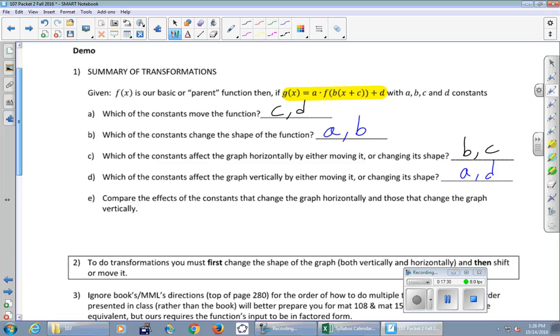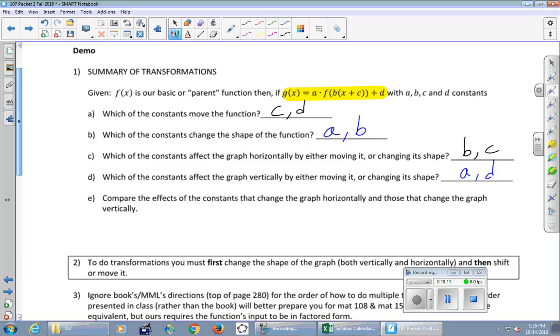Number 2. To do transformations, you must first change the shape of the graph, both vertically and horizontally, and then shift or move it. So this is the first time we're thinking about doing multiple transformations where you have to pay attention to the order. Imagine a graph, and the first thing you do is shift it 3 units to the right, and then you stretch it horizontally. Now imagine I do the same thing in the other order. I stretch it horizontally, and then I move it 3 units to the right. It's not always going to be exactly the same picture. And so the order in which we apply these things affects the final product.